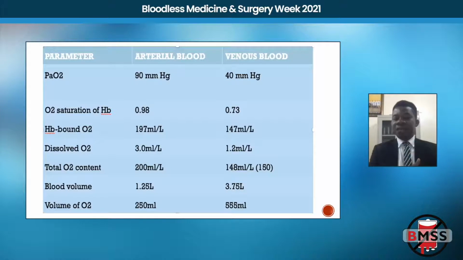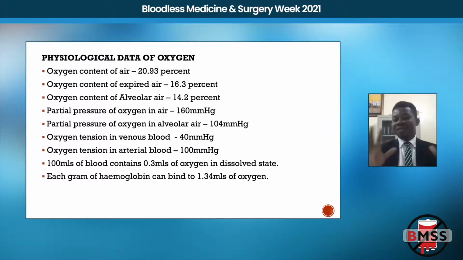Now, taking the cardiac output into consideration, the blood volume within the arterial blood is about 1.25 liter, whereas in the venous blood, it's about 3.75 liter. So if we do the maths, we'll understand that the volume of oxygen in the arterial blood is 250 ml, whereas we have 555 ml in the venous blood. If you sum it up, you see the general volume available. This is just the general broad view of what we try to describe so far.